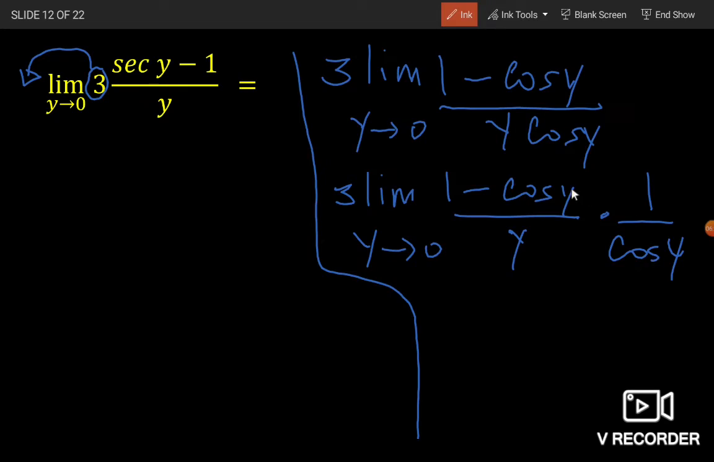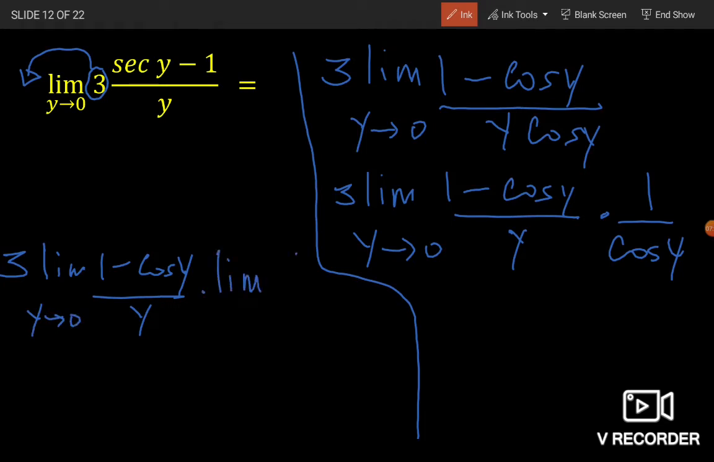Now we can express this one as 3 multiplied by the limit of (1 minus cosine of y) over y as y approaches 0, multiplied by the limit of 1 over cosine of y as y approaches 0.